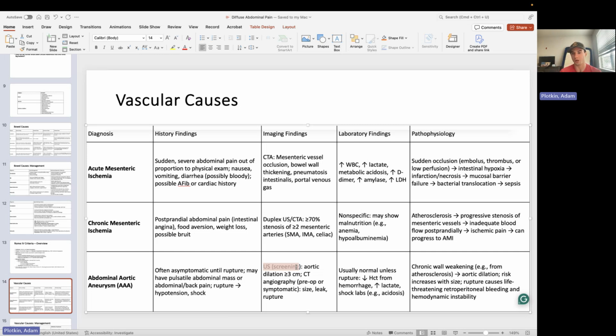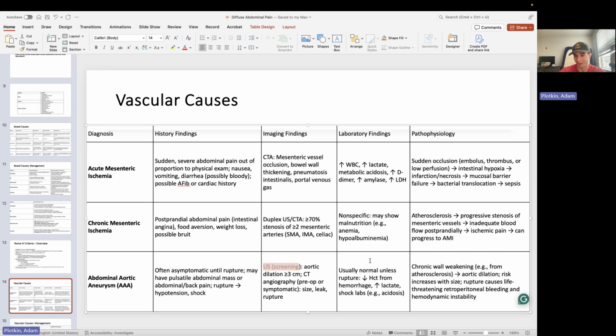There's poor literature or poor data on men who have never smoked getting screened, and women, even if they have smoked, getting screened. So classically, your right answer on board exams based on USPSTF guidelines is going to be a man who's over 65, younger than 75, who has smoked in their life. That's who you're going to want to do an abdominal ultrasound on. We could potentially do a CT angiogram if they're pre-op or if they're symptomatic.